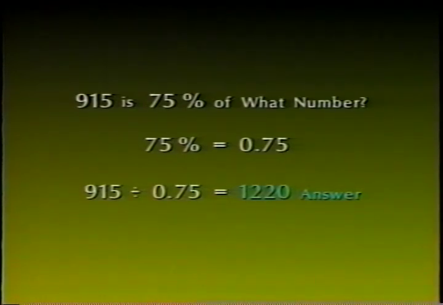In this example, the last of our percentage problems, given the rate and percentage, we will find the base or whole. As done in the graphic, change the rate by moving its decimal point two places left and divide the percentage by it. 915 is 75% of what number? The answer being 1,220.